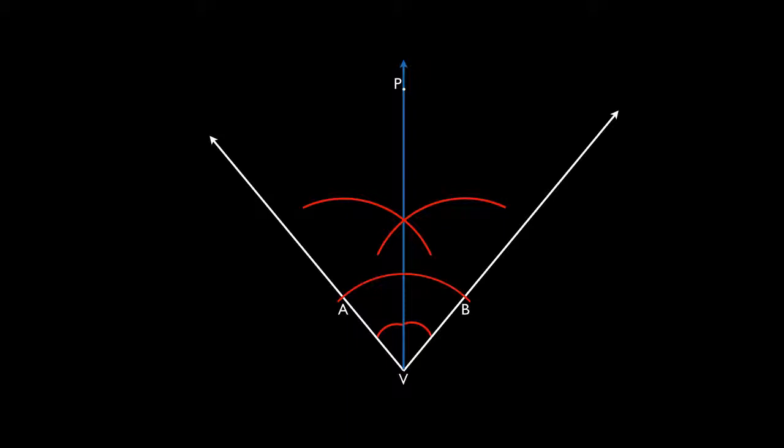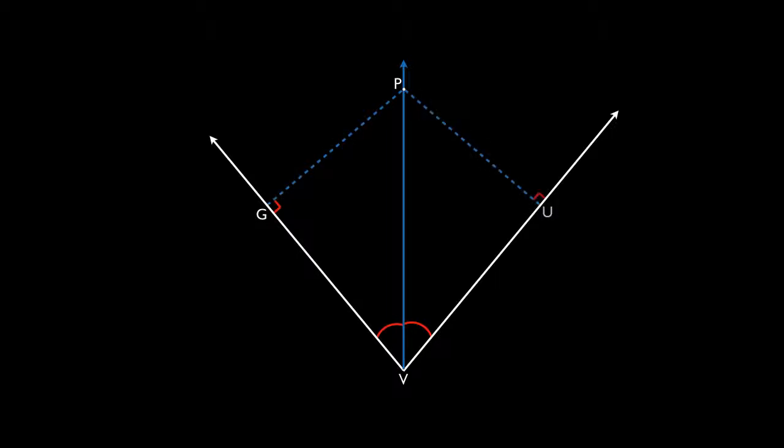Now that we have that done, I'm going to clear off all those arcs we used to make the angle bisector. And now let's take a look at the distance from point P to the sides of the angle. Or in other words, the distance from a point to a line. Or in this case, a point to two lines.